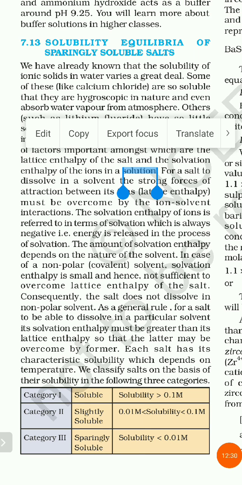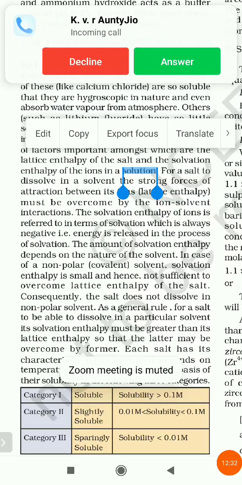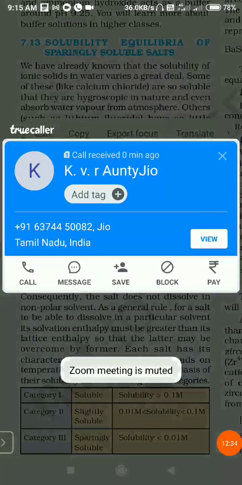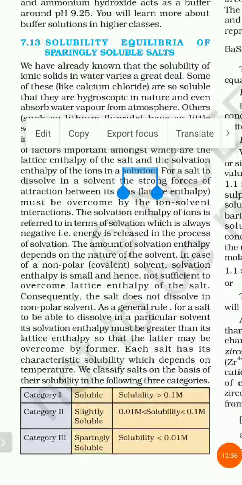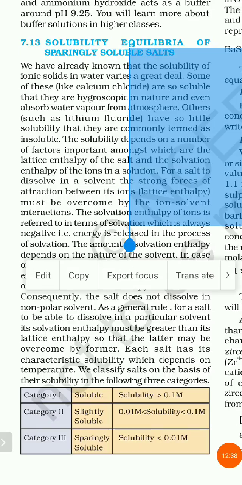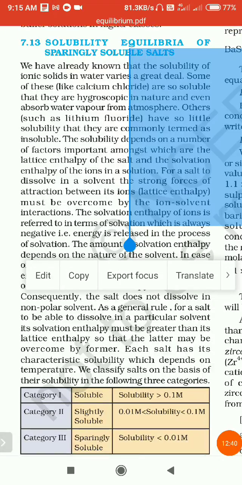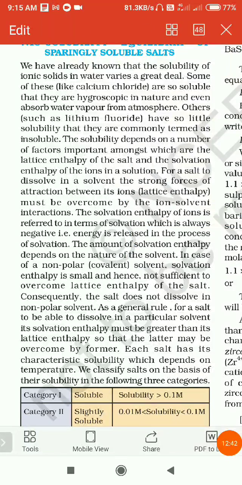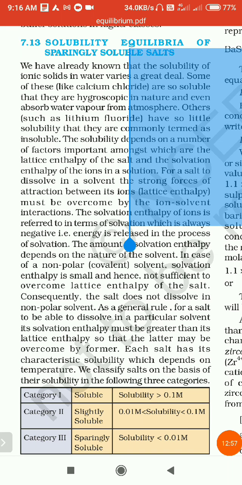One is the enthalpy of the salt. Depending on the enthalpy of the salt, it is dependent there. And another one is the solvation effect, which means the solubility nature. It depends upon two factors: one is the nature of the salt, and another one is solvation, whether the salt is able to dissolve in solution or not.